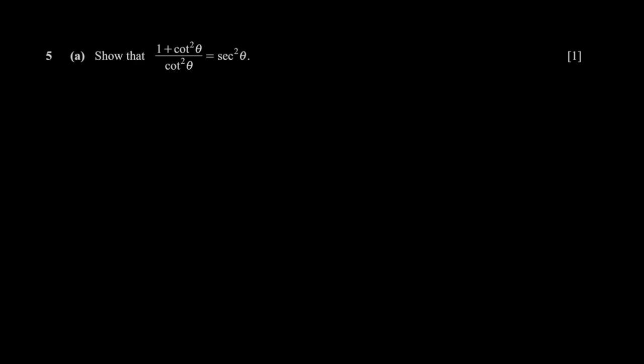Question 5. Show that 1 plus cot squared theta divided by cot squared theta is equal to sec squared theta. To do this, we basically have to use the trig identities that we're given in the front of the exam paper. But first of all, I'm going to split up the left-hand side. So I'm going to get 1 over cot squared theta plus cot squared theta over cot squared theta.